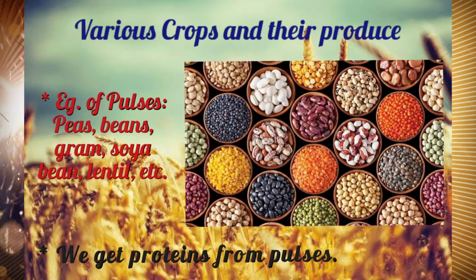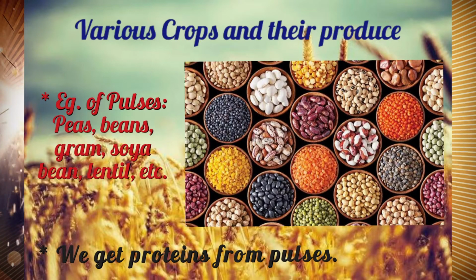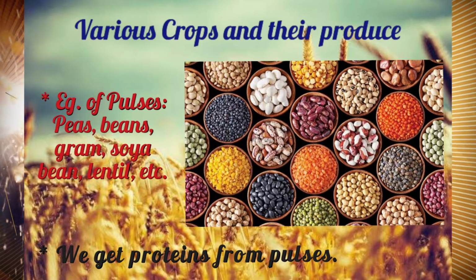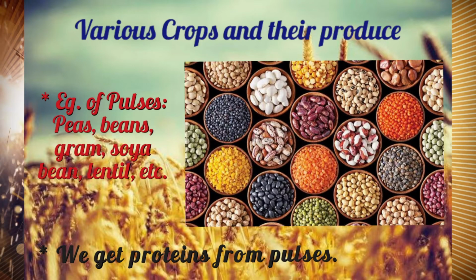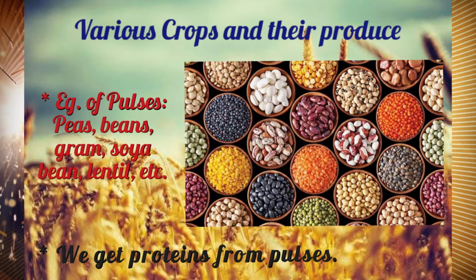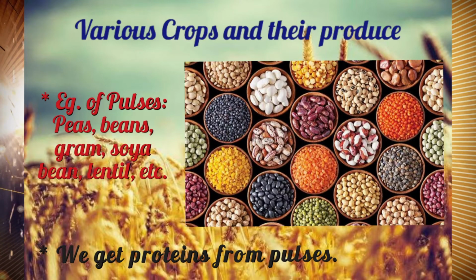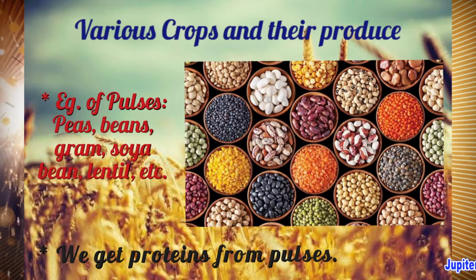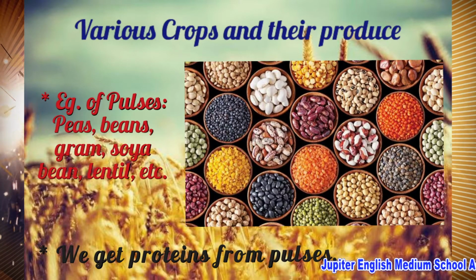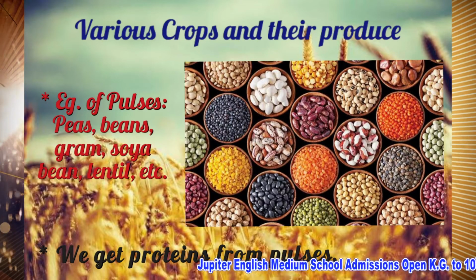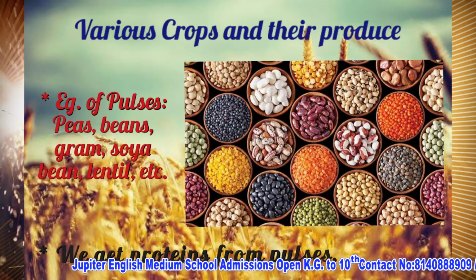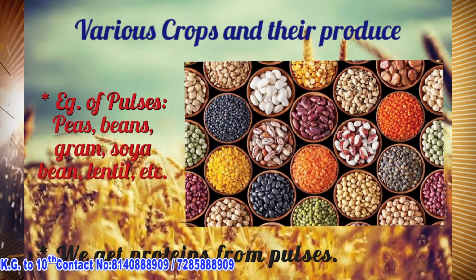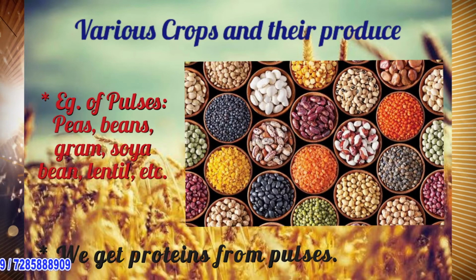Next is pulses or legume crops. So we get pulses like peas, beans, gram, soyabean, lentil, etc. from legume crops. Legume crops में से हमें pulses जैसे कि peas, beans, gram, soyabean, etc. इस तरह के pulses मिलते हैं pulses crop में से. Okay. And the type of nutrient that we get from pulses are proteins. And proteins are necessary for healthy muscles and growth of our body.